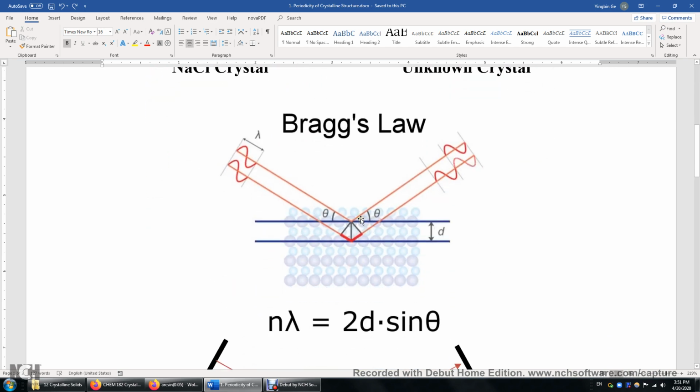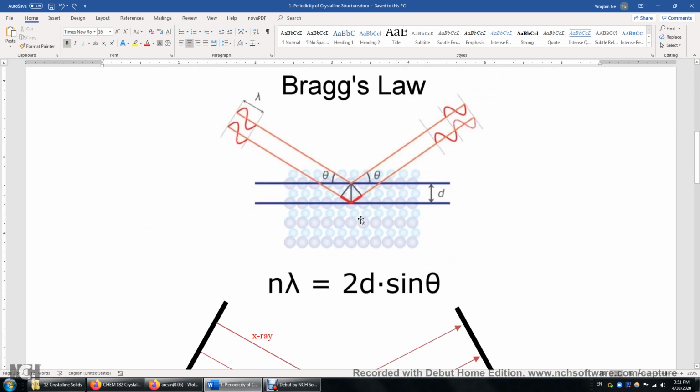Now let's look at this famous Bragg's equation or Bragg's law. There's a way to determine the distance between two adjacent atomic layers. How do we do that? Let's say this is the first atomic layer, this is the second atomic layer. The distance is d here.